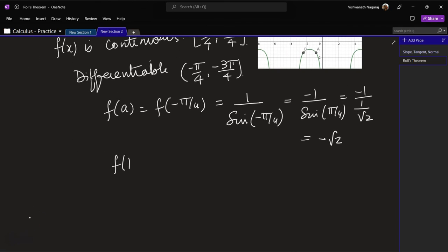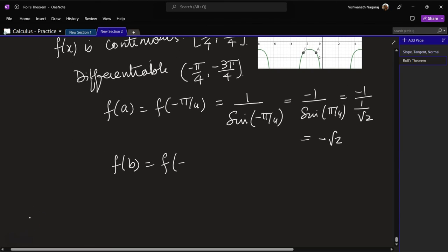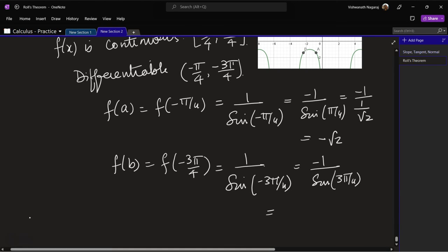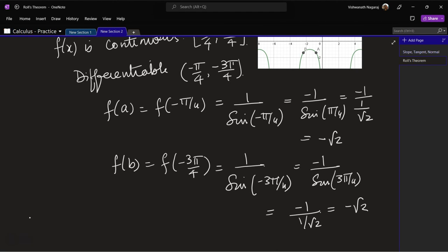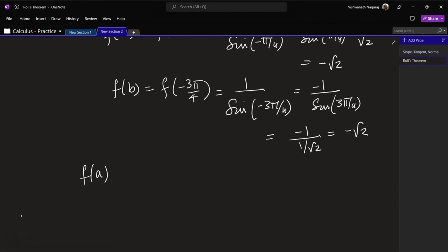Right? Now f of b is equal to f of minus 3 pi by 4, which is equal to 1 by sine of minus 3 pi by 4, which is minus 1 by sine 3 pi by 4. Sine 3 pi by 4 is again 1 by root 2, which is equal to minus root 2. So again, f of a is equal to f of b. It is continuous, it is differentiable, and f of a equal to f of b.